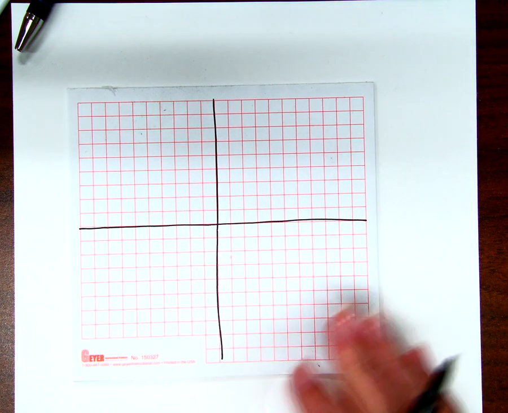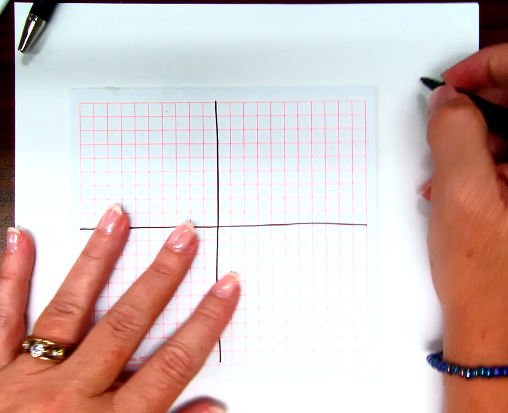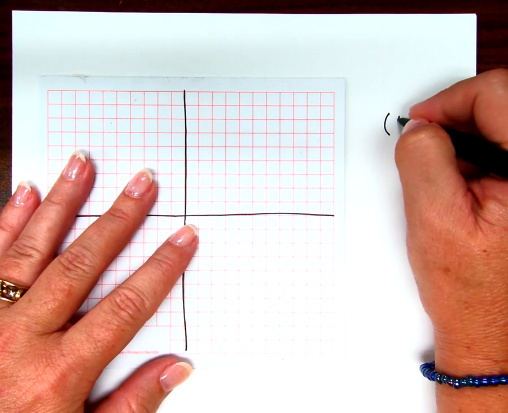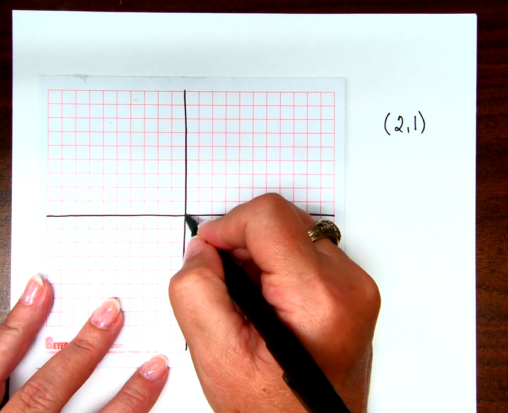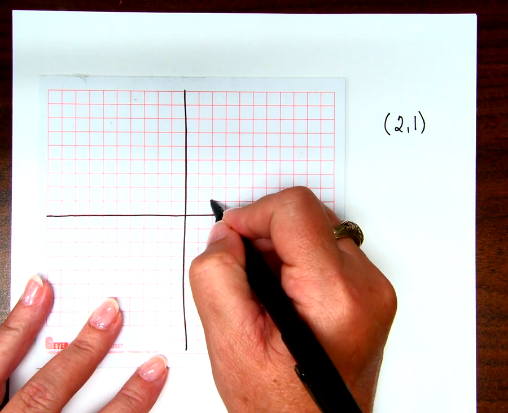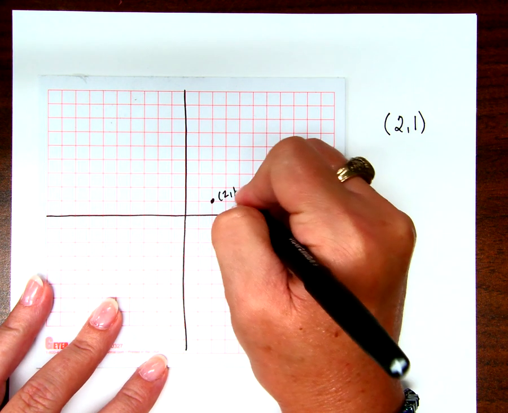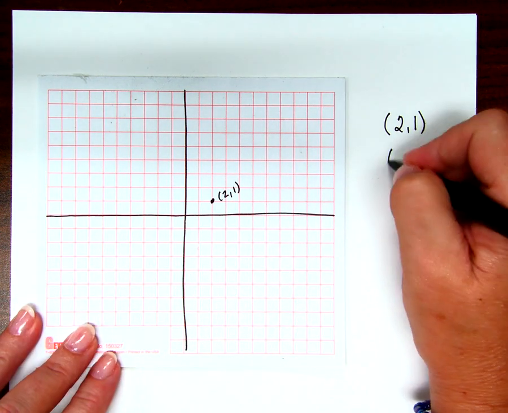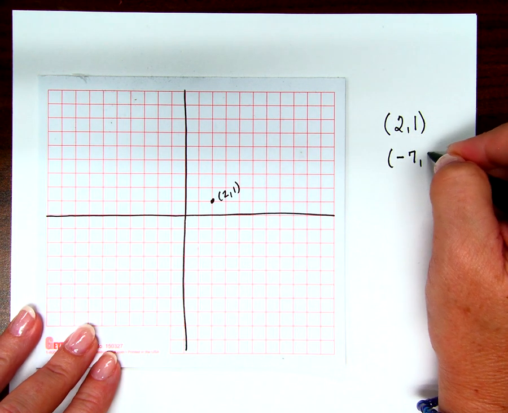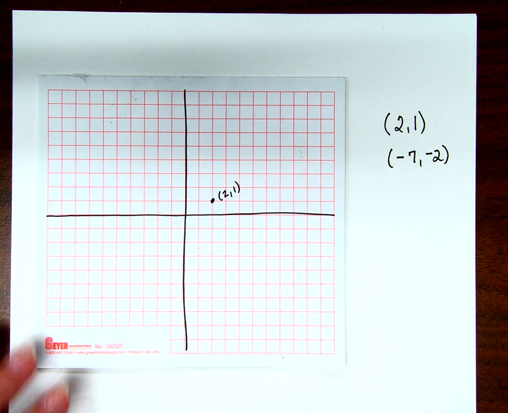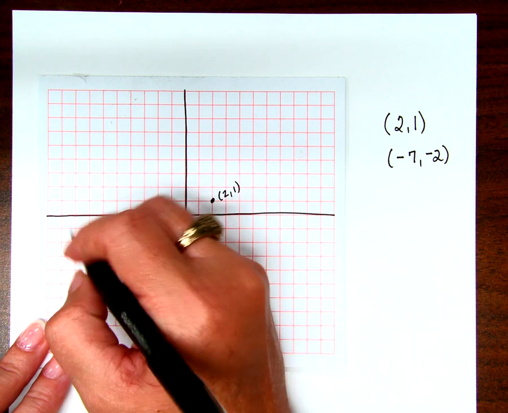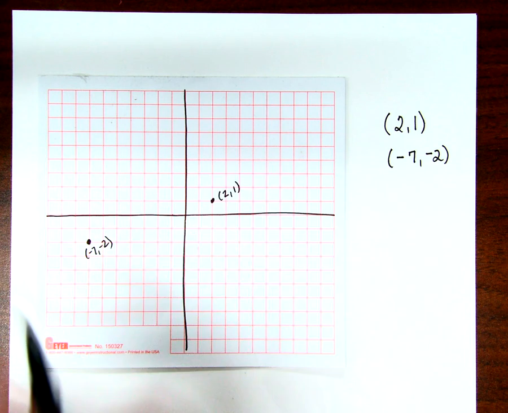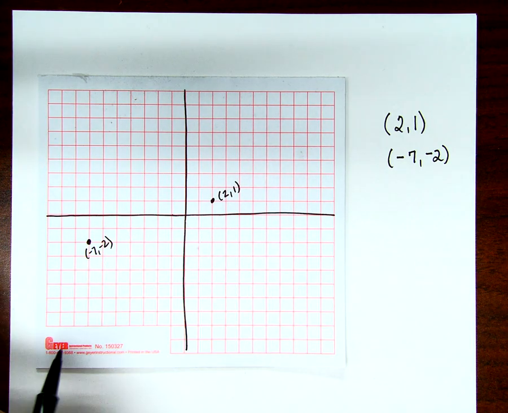If I ask you to plot the point 2, 1, can you do it? How? From the vertex, right 2 and up 1, right? That's the point 2, 1. Can you plot the point -7, -2? 1, 2, 3, 4, 5, 6, 7, 1, 2. So -7, -2, correct? Things that I need to make sure you remember are the following.